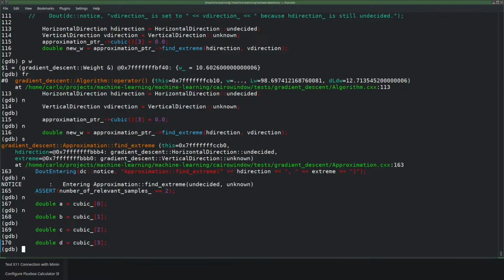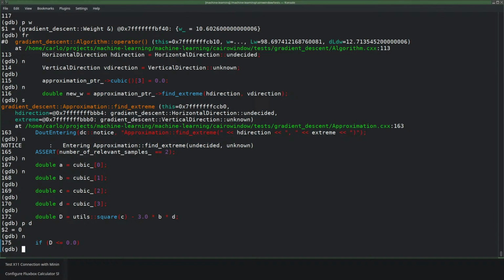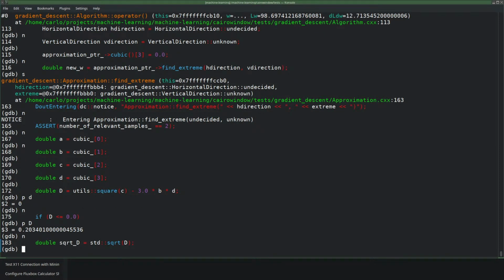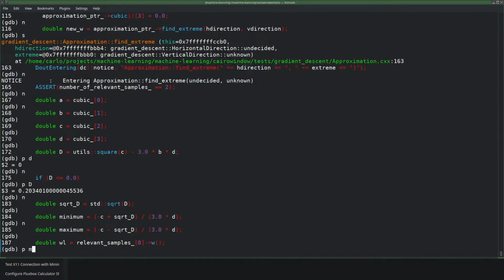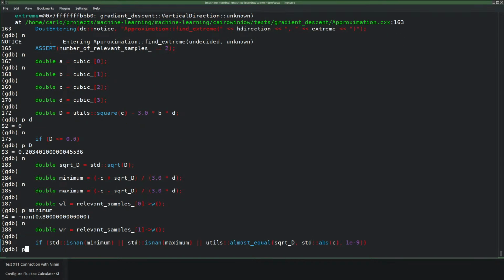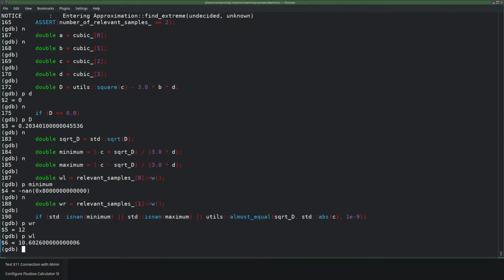Get the cubic. Find ID is 0 indeed. We do have solutions. And then one of them cannot be calculated. So actually maybe neither can be calculated. Yeah, dividing by 0 in both cases. So both are not. The WR is 12 and the WL is 10.6.